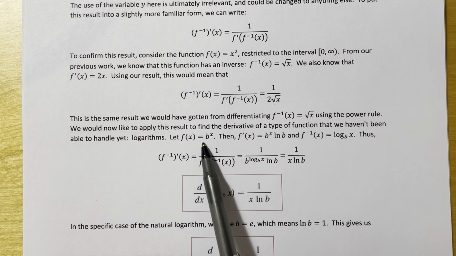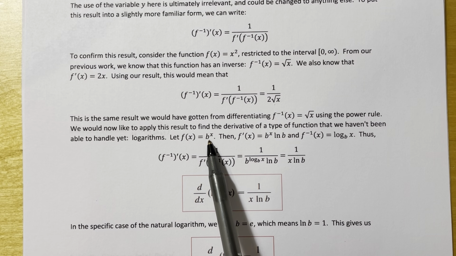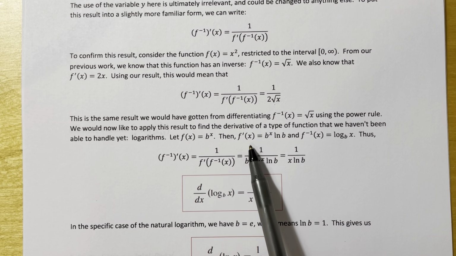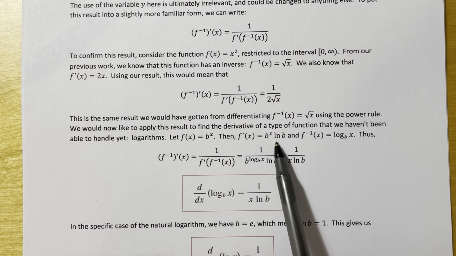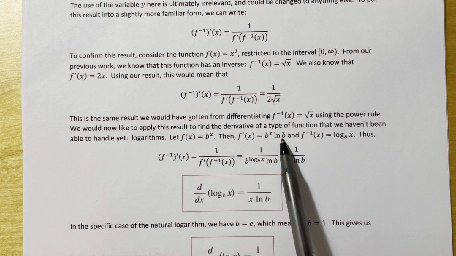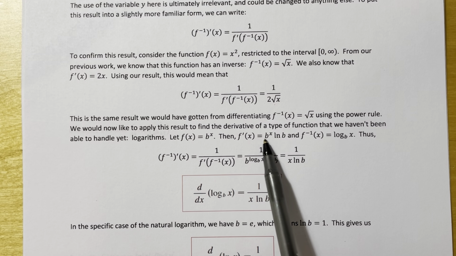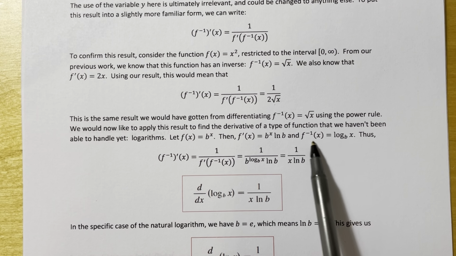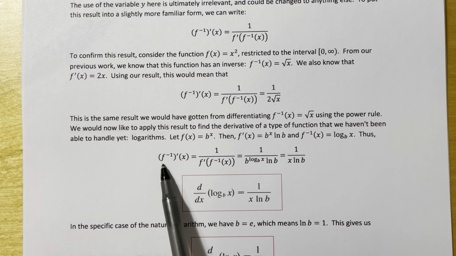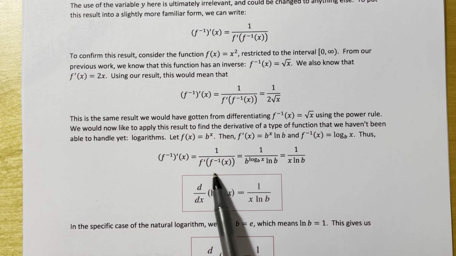Okay, now we've already found the derivative of this general exponential function in a previous section. We found that it was equal to b to the x times the natural log of b. And this is something that we'll need in our formula. So the goal now is to find the derivative of log base b, or the derivative of f inverse, which is this. Here's the formula.